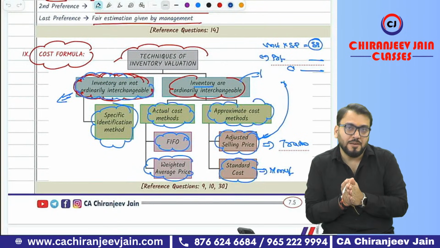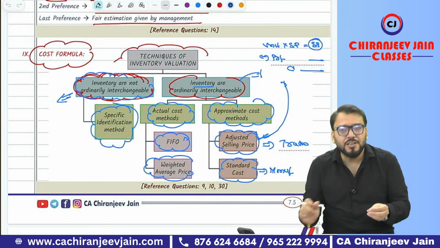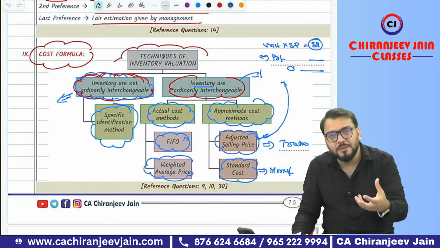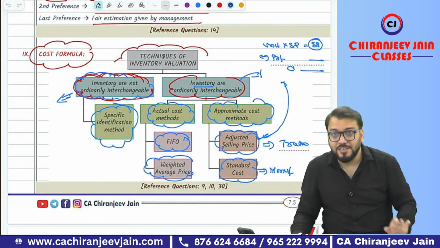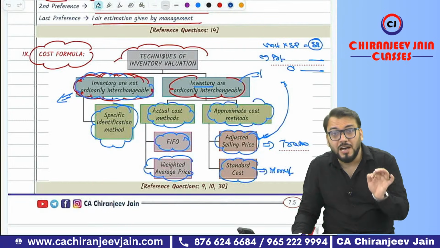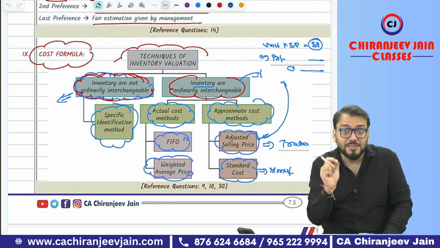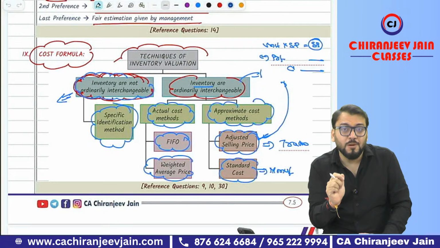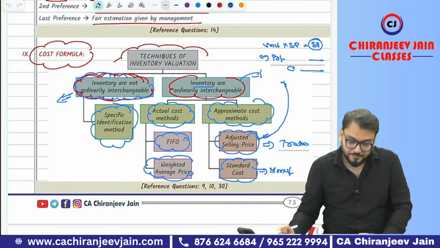So cost formula, however, is not important from a calculation point of view, because in the CA Final exam they will never ask FIFO and weighted average price method. But you don't know ICAI. ICAI is always known for unexpected questions. You should always remember this point: ICAI is always known for unexpected questions in the exam.